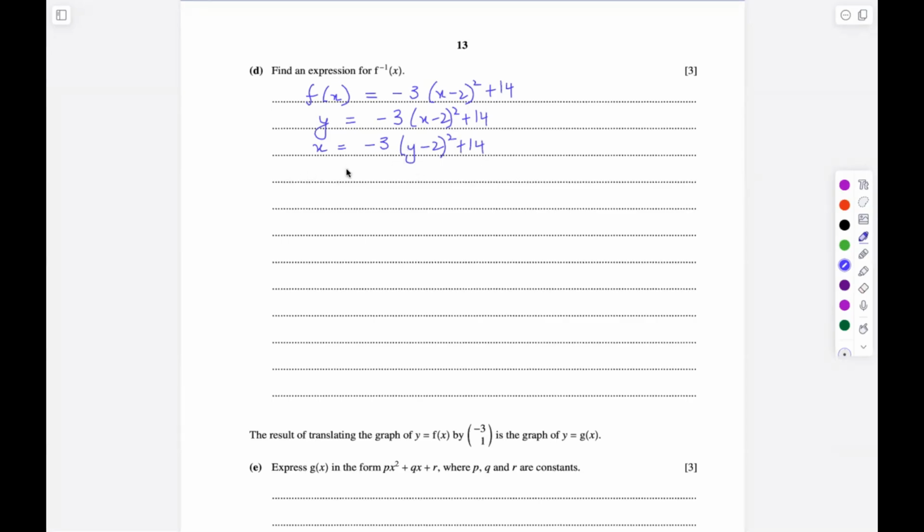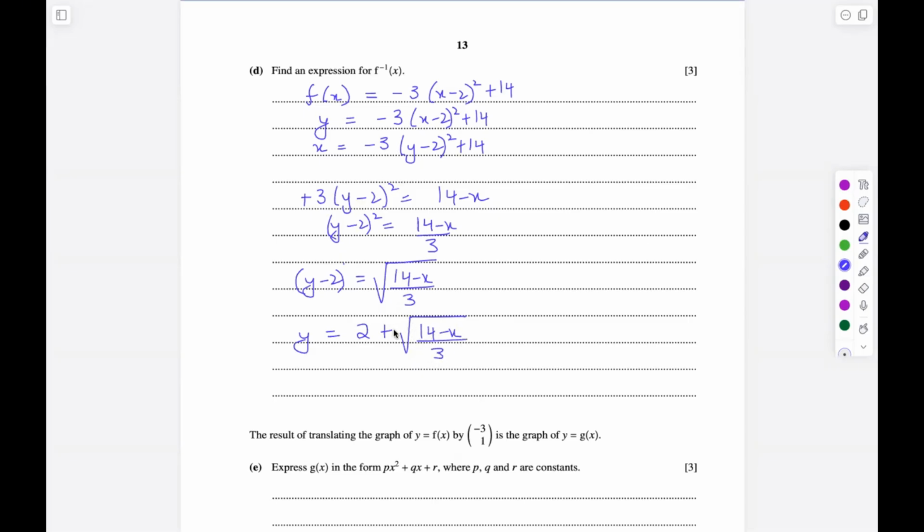Making y the subject, we can take this minus 3 and (y minus 2) whole squared on the left hand side, and this will be equal to 14 minus x. So this will become plus 3 into (y minus 2) whole squared. Now dividing the expression 14 minus x by 3, this will become (14 minus x) upon 3. We now take the square root on both sides, so y minus 2 is equal to the square root of (14 minus x) upon 3. Finally, taking 2 to the right hand side, we get y equals 2 plus square root of (14 minus x) upon 3.